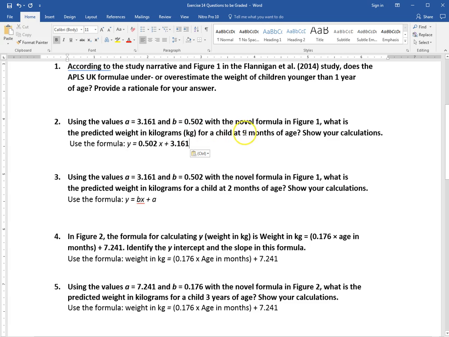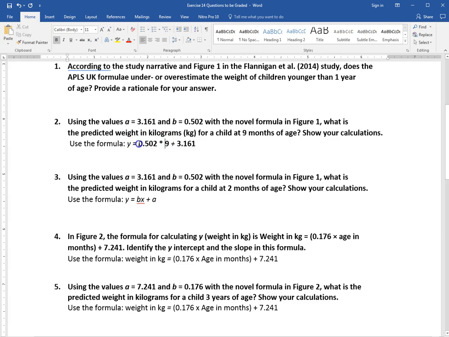And then the value I have here is for a child at 9 months of age. Now remember, when I have a number with an x next to it, I'm going to multiply this number times whatever my x value is. So my x value here is 9 months of age. So I'm going to put 9 here. Remember, this is going to be multiplied.